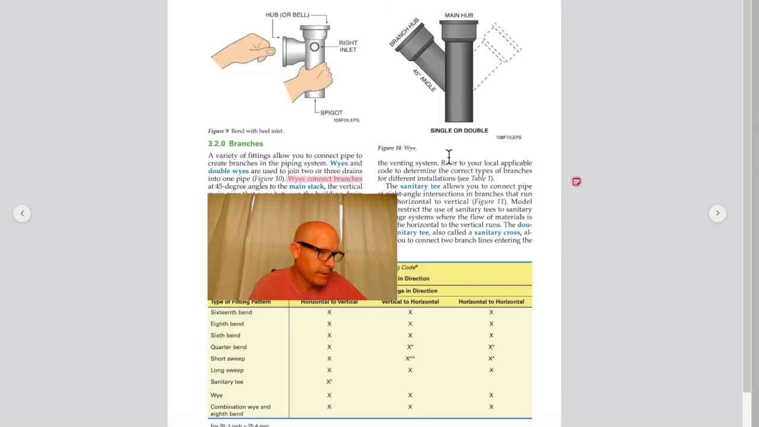You got it? Next note, branches, Ys, like you see one Y right here, connects branches. This Y could be a single Y, or if this dotted line was filled in, this would be considered a double Y. But most important thing to note, Y connects branches.